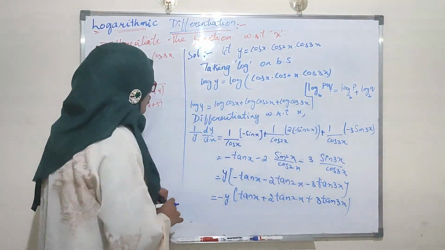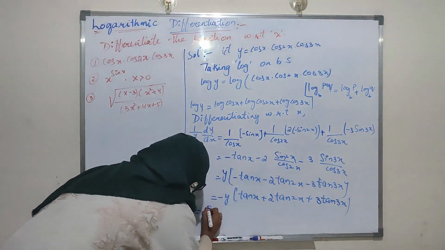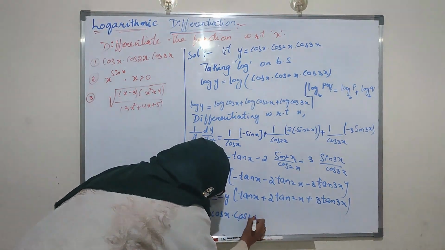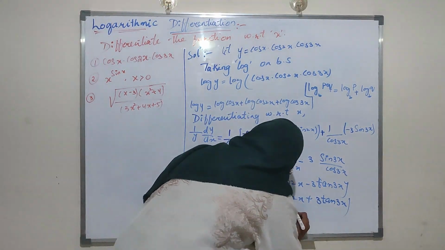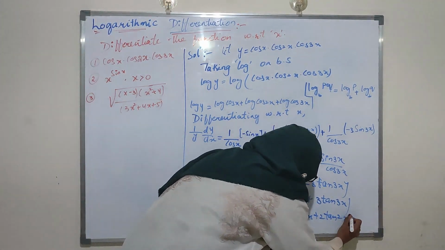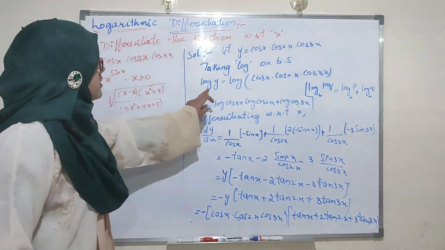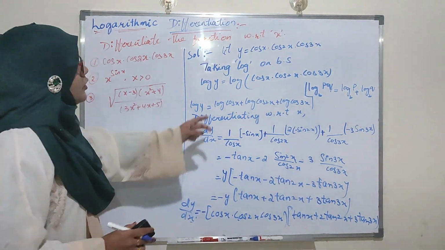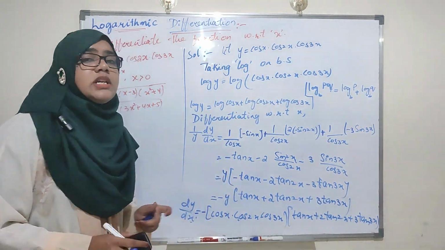So what about y? We have y as cos x, cos 2x, cos 3x. So write down minus of cos x cos 2x cos 3x into this whole bracket, tan x plus 2 tan 2x plus 3 tan 3x. This is the required differentiation of the given problem. After applying log, we can easily differentiate.